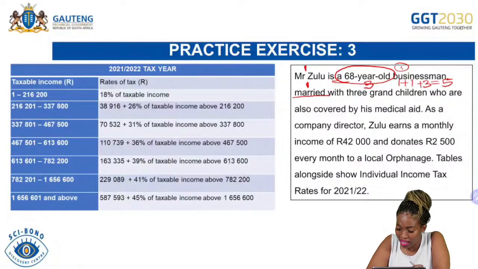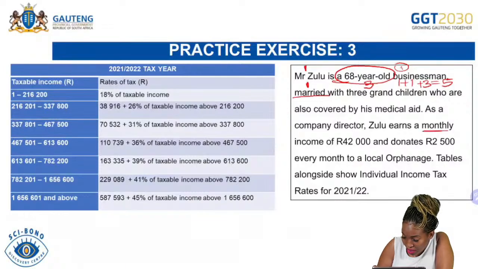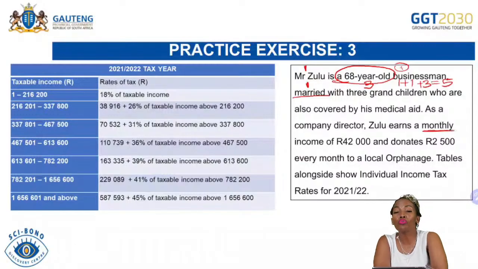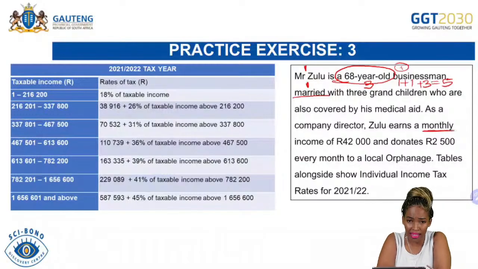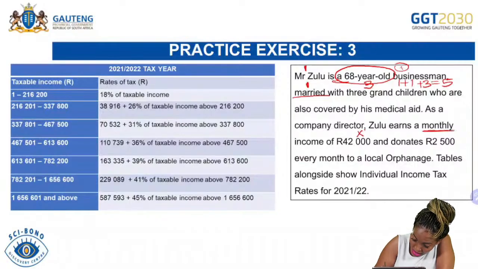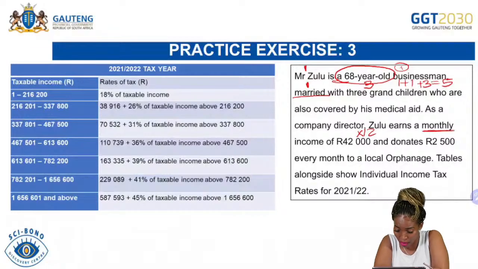As a company director, he earns a monthly income of 42,000. Another problem is this monthly income, because when it comes to taxation, we do not want to see the word monthly. Everything we work with must be in annual format, meaning that when you see this 42,000, you must multiply it by 12 to get your annual amount.